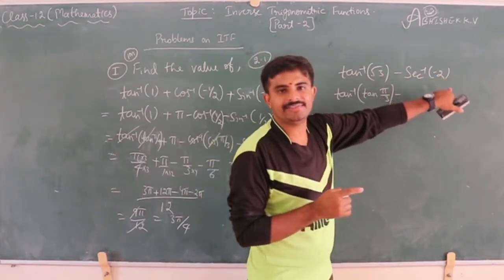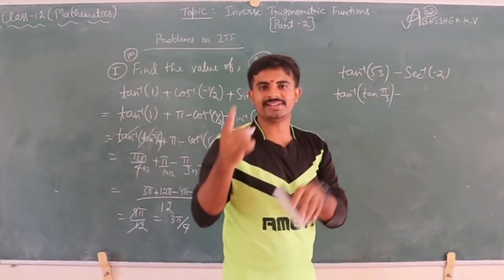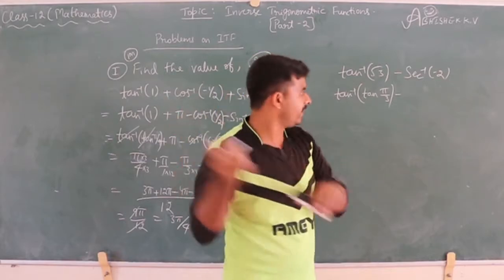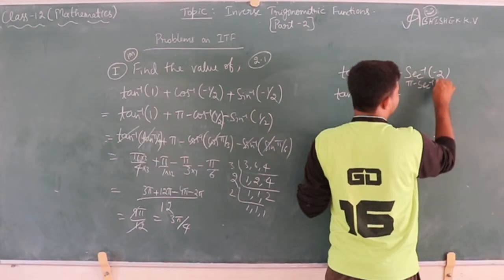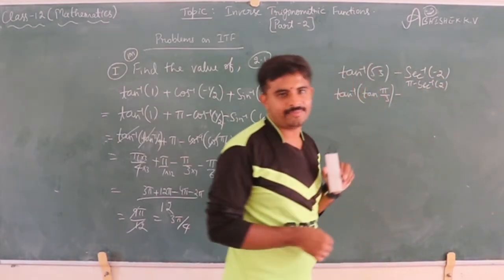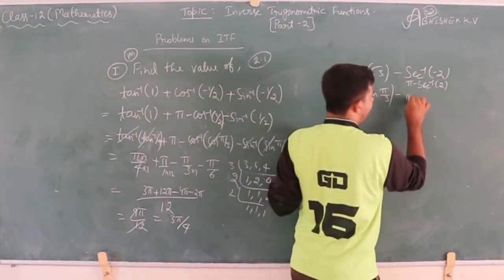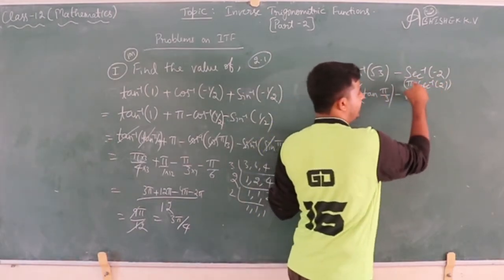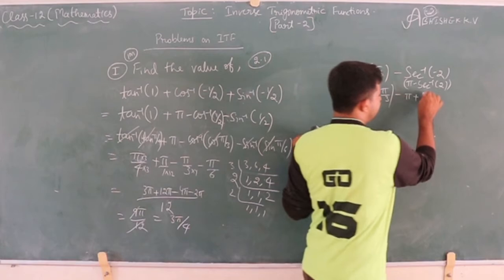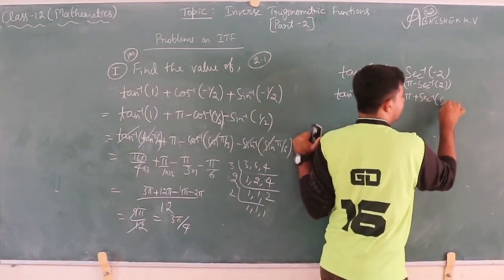What is secant inverse of minus 2? Secant inverse of minus x is equal to pi minus secant inverse of x. So this is pi minus secant inverse of 2. Therefore, we should put the bracket here. Minus into minus, plus, so plus secant inverse of secant of.